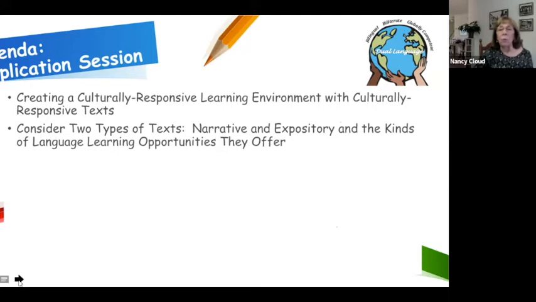And we want to point out to you the important differences between the type of language learning opportunities and strategies that exist when working with narrative text as opposed to expository text. We want to make that very explicit because you want to take advantage of the type of language you can develop with each type of text.